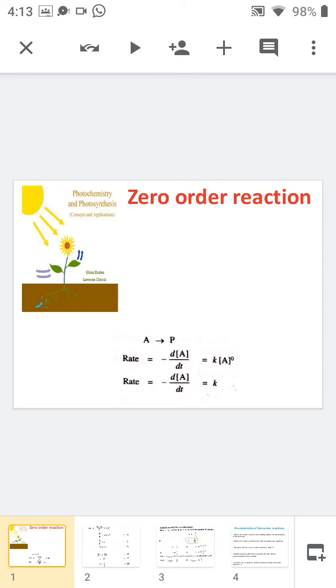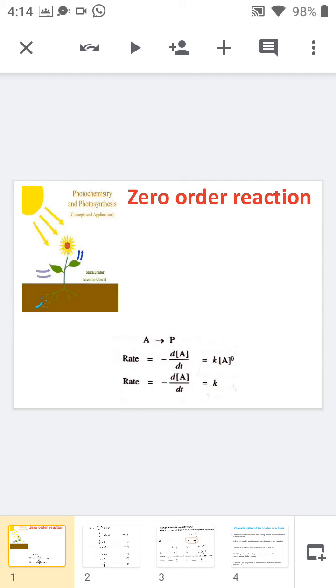See here, I have shown the picture of photosynthesis, in which photosynthesis will occur only in the presence of light, sunlight. Otherwise, it does not occur.